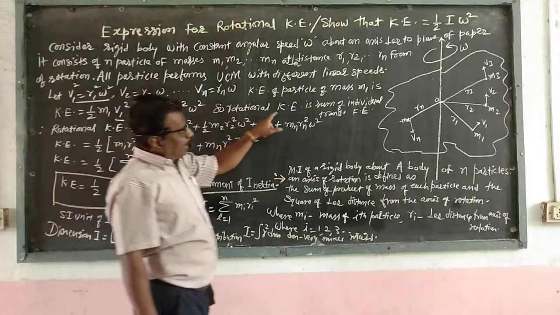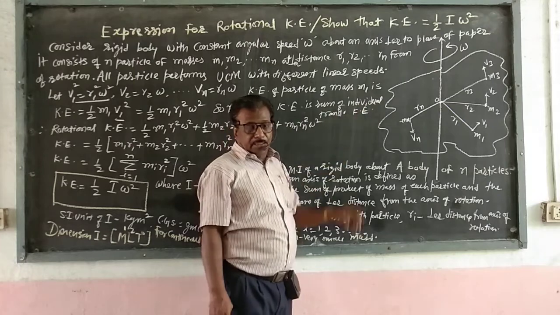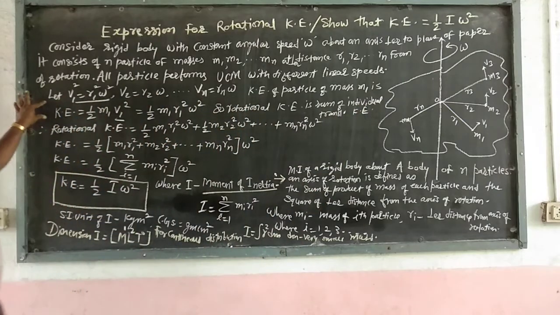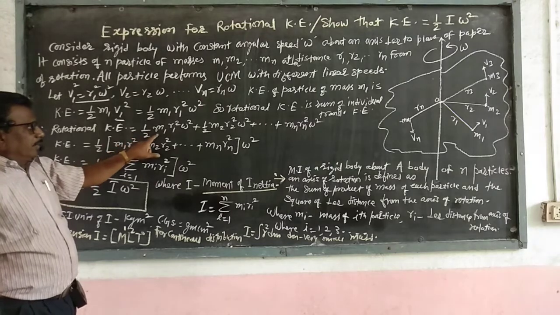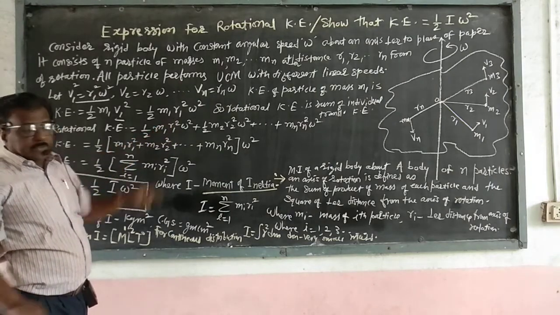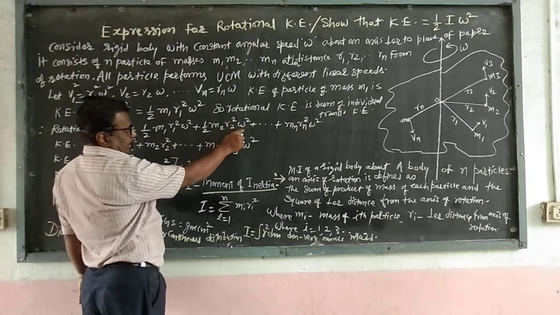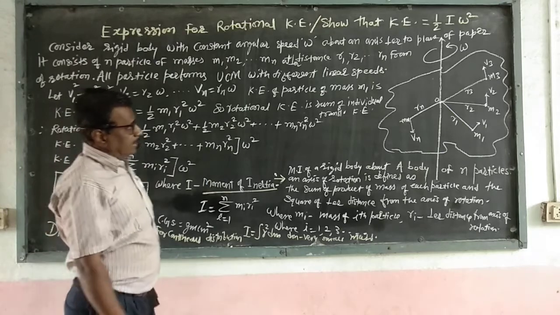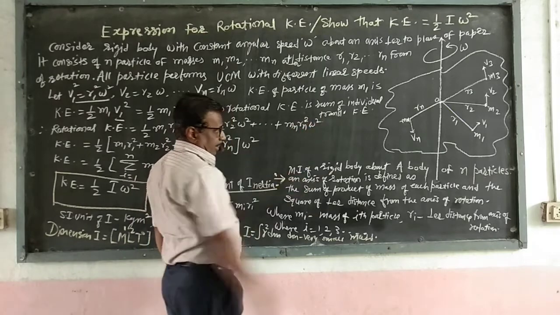So rotational kinetic energy is the sum of the individual translational kinetic energies. First we calculated it for the first particle, now we calculate for all particles. Therefore, rotational kinetic energy is given by the sum of: the first particle having kinetic energy 1/2 m1 r1 square omega square, the second particle having kinetic energy 1/2 m2 r2 square omega square, plus and so on, up to the last particle having kinetic energy 1/2 mn rn square omega square.